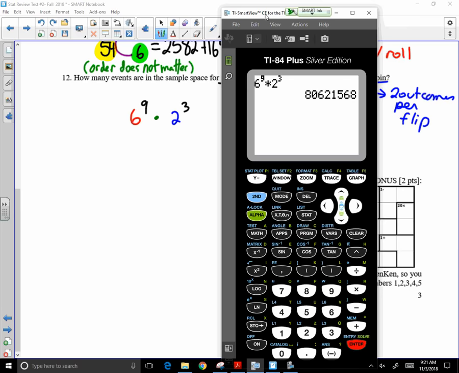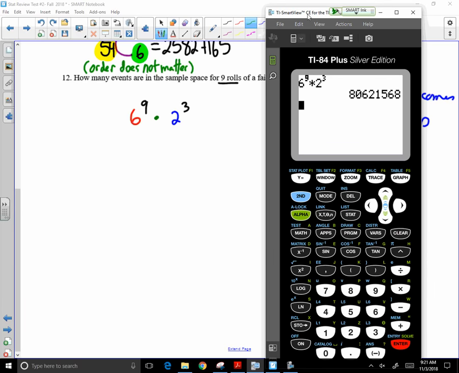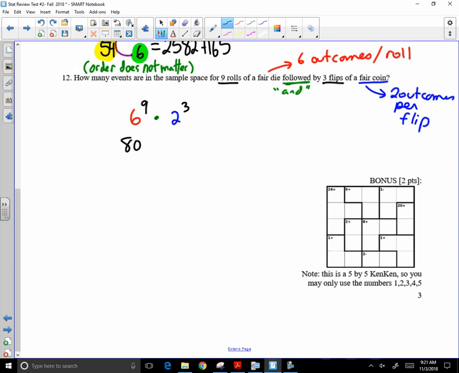So 806,21568. If it had that scientific notation, I would just leave it as 6 to the 9th times 2 to the 3rd.